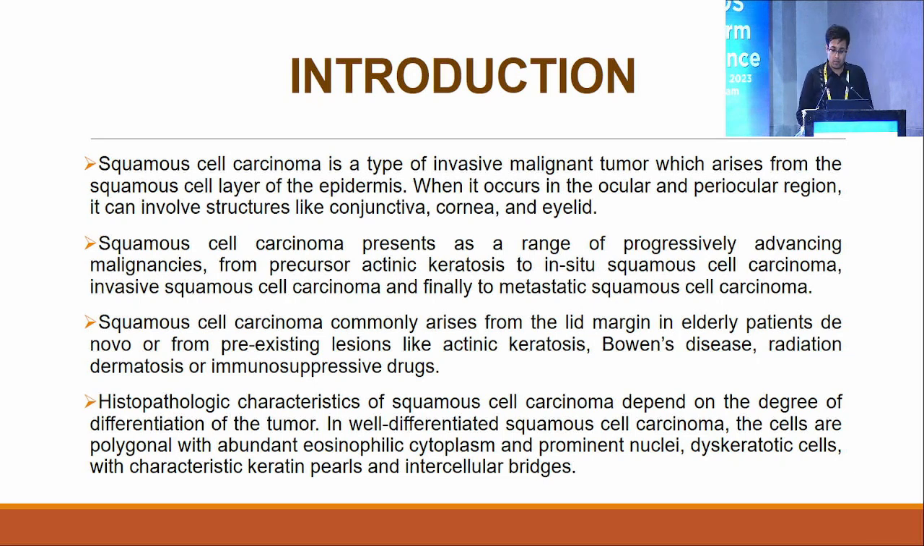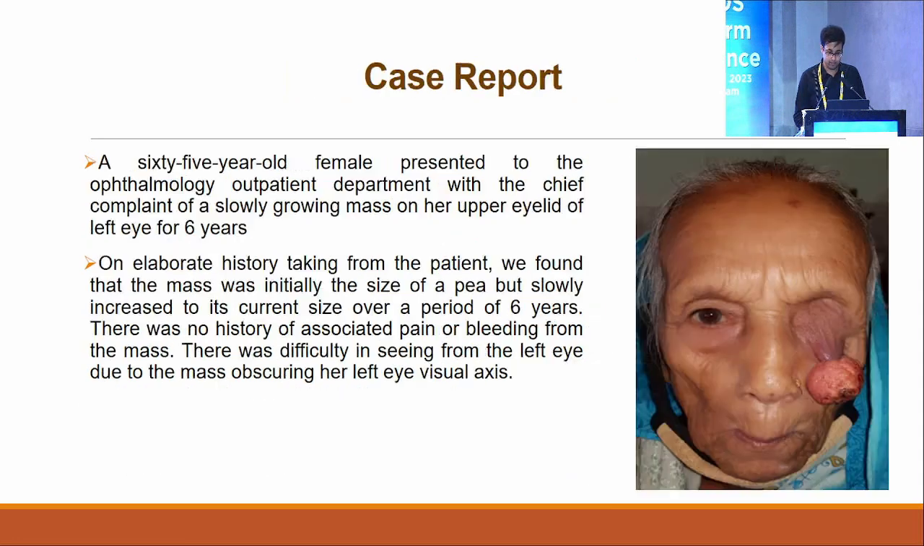Squamous cell carcinoma commonly arises from the lid margin in elderly patients, de novo or from existing lesions like actinic keratosis, Bowen's disease, radiation dermatosis, or immunosuppressive drugs. Histopathologic characteristics of squamous cell carcinoma depend on the degree of differentiation of the tumor. In well-differentiated squamous cell carcinoma, the cells are polygonal with abundant eosinophilic cytoplasm and prominent nuclei, dyskeratotic cells with characteristic keratin pearls and intercellular bridges.